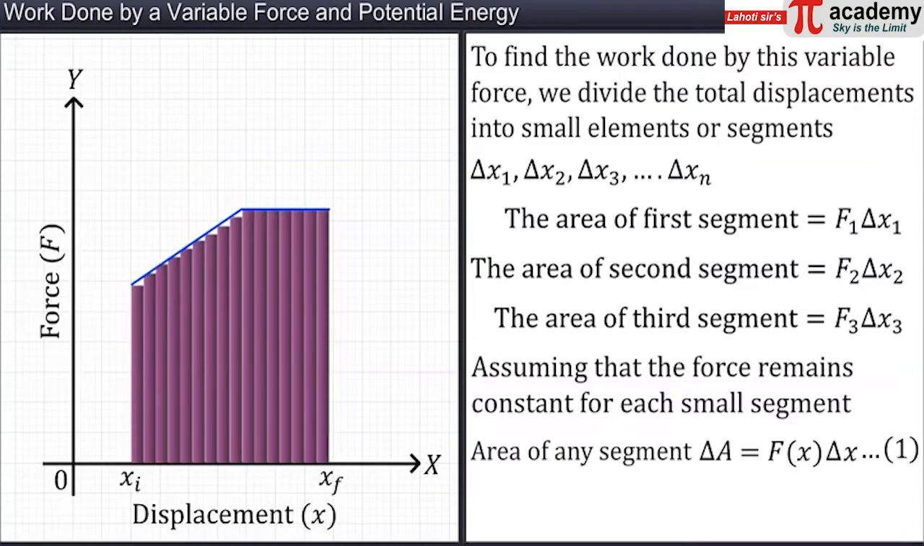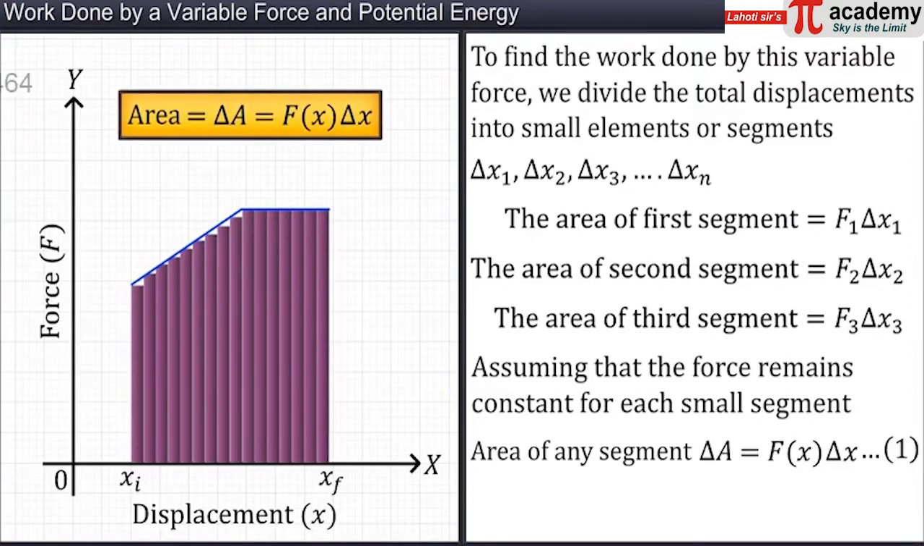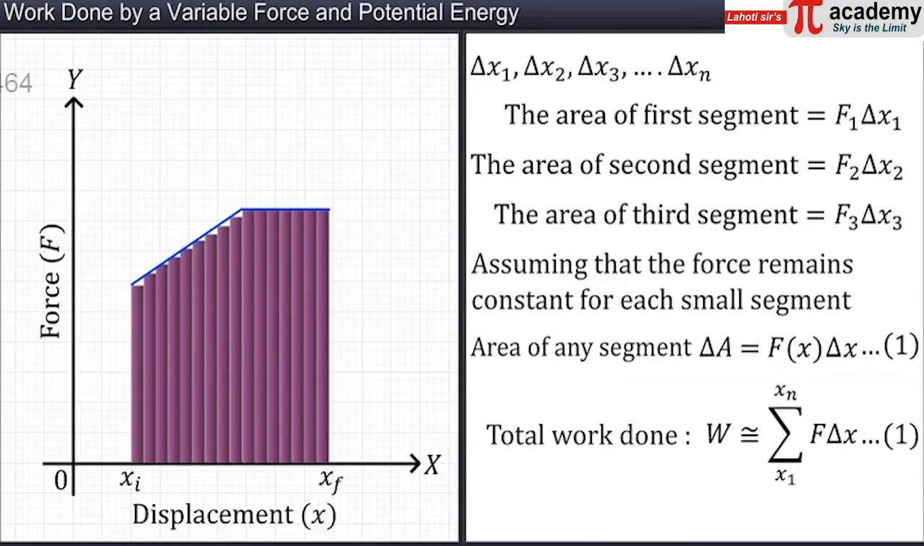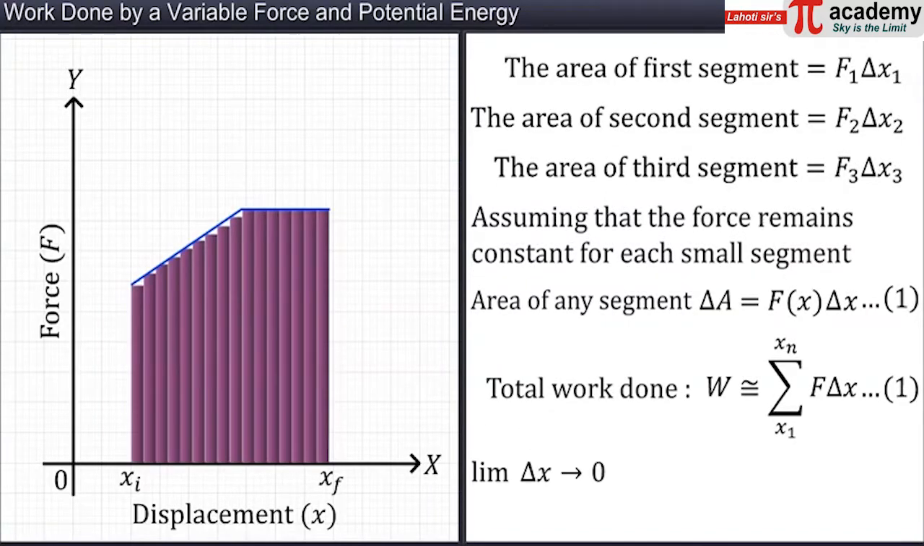Thus, the area of any segment will be denoted by the expression delta A = Fx delta x. Let this be equation 1. The total work done is equal to the sum of the areas of all the small elements, which is equal to the summation of F delta x taken within the limits from x1 to xn, as in expression 1. If the size of each segment is very small, each segment tends to 0, and we have a large number of such segments.